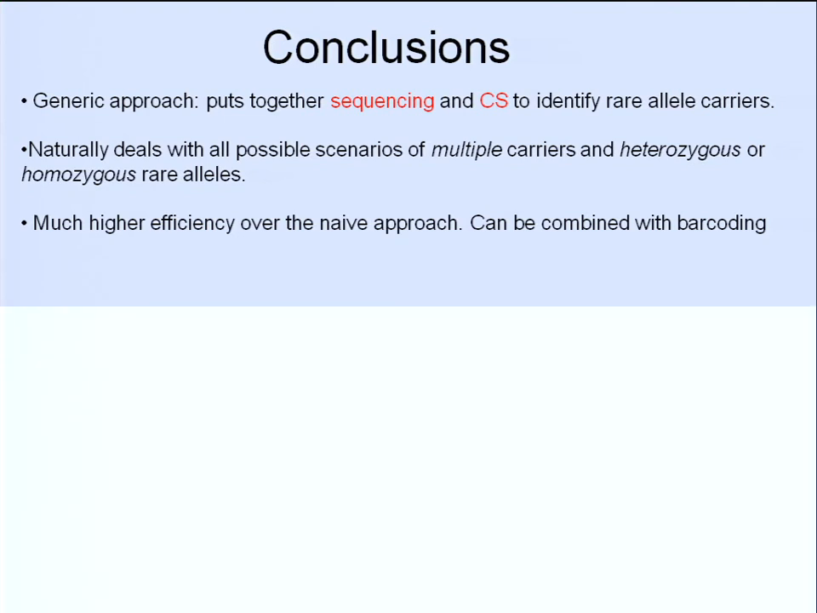So let's conclude. We have a generic approach. You combine sequencing and compressed sensing. It finds both heterozygotes and homozygotes. You can find SNPs, you can find indels, and it saves you a lot of resources compared to a standard approach. And I think I talked briefly about barcoding. If you do barcoding, let's say you can barcode 20 samples per lane, you can still find an easy approach with barcoding and save even more. So in that case, there are two solutions that are synergistic.